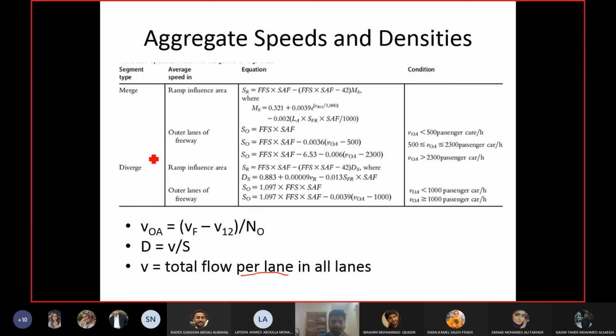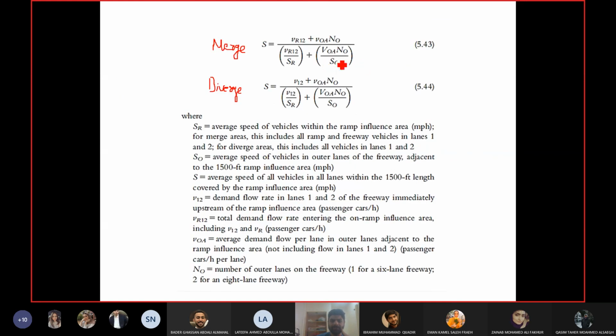Then I will come back here, to this table. If it is a merge area, I will calculate the speed of the merge area and the outer lanes using these equations. If it's a diverge area, I will use these equations. Then you will get SR and S naught from here. You will come to these two equations. If it is a merge area, find out the average speed from here. If it is a diverge area, find out the average speed from here.